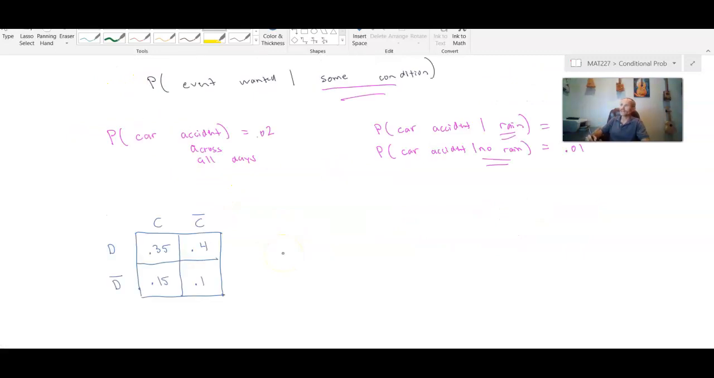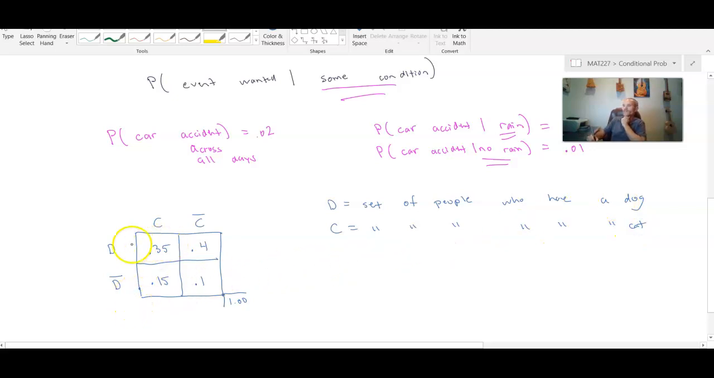We could also look at the conditional probability in terms of a contingency table. So let's just say hypothetically here that I take a survey, and down here I'll put 1.00 to indicate that this box represents 100% of the people I've surveyed. D will stand for the set of all people who have a dog, and C is the set of all people who have a cat. From this table, we can see that in this box right here, if we imagine this to be 100 people, then 35 of those 100 people surveyed responded that they have both a cat and a dog.